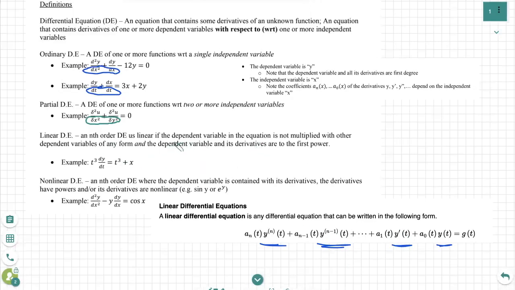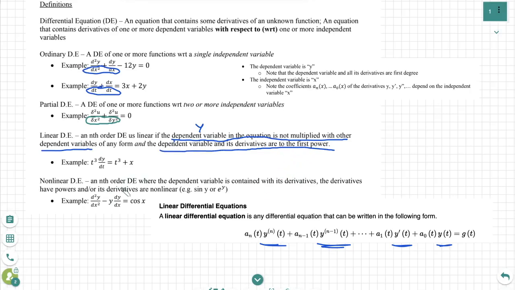So that's what it's saying here. The dependent variable, which is y, is not multiplied with other dependent variables. So you can't have y's multiplied by y's in the same term. And the dependent variable and its derivatives are raised to the first power. That means you can't have y squared in a term or dy dx squared. If that makes sense.